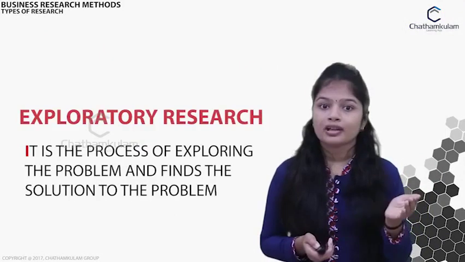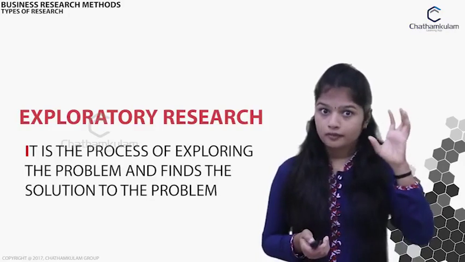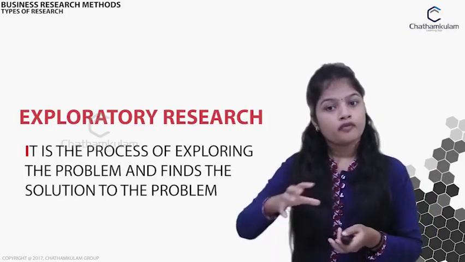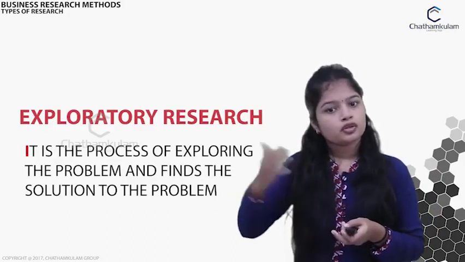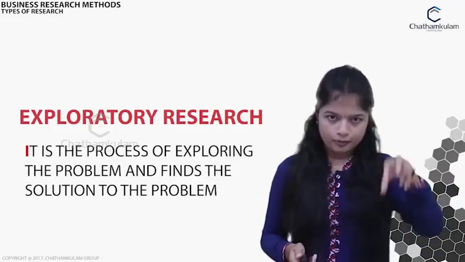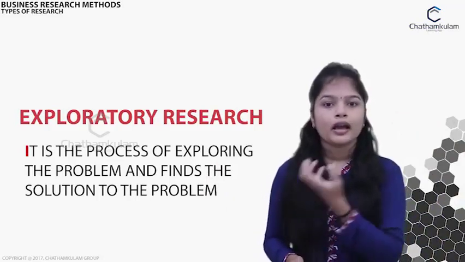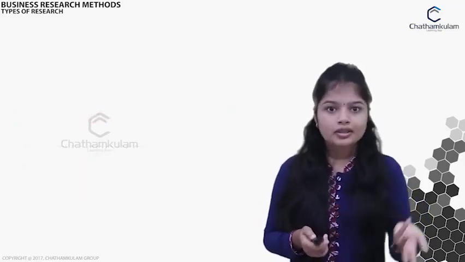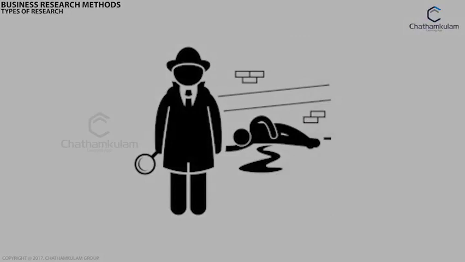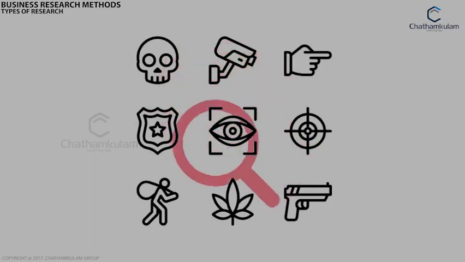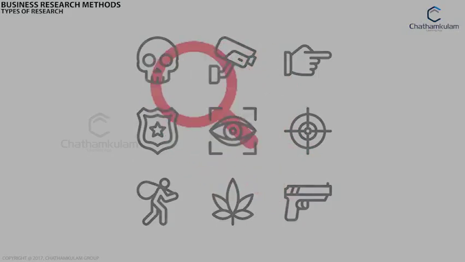Next one is exploratory research. From the word we can see what that means. Exploring. It is a process of exploring the problem and finding a solution to the problem. Exploring all the aspects of the problem, right? There must be a problem that happened, and exploring all the aspects of the problem and finding a solution to the problem. For example, investigation of crimes is an example of exploratory research. At that time, what the investigator does is explore all the aspects of the crime, and finally they will find the culprit.